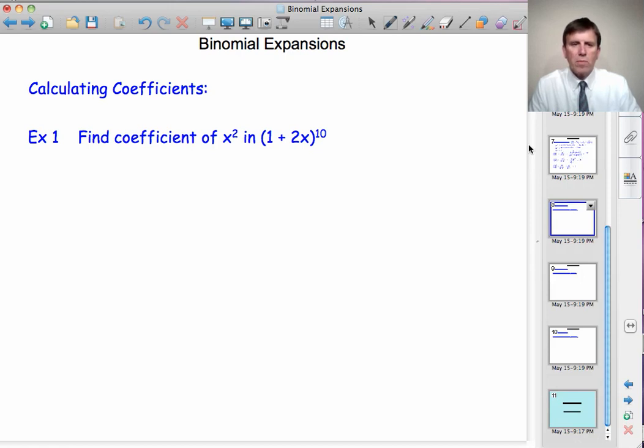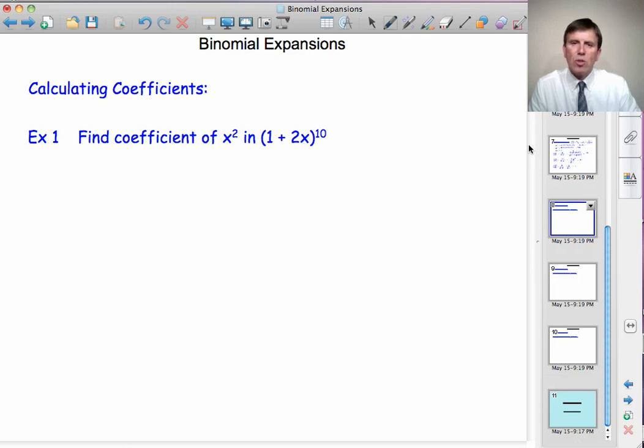Calculating coefficients. Find the coefficient of x squared in (1 + 2x)^10. Now the coefficient simply means how many x squareds there are in that expansion. Imagine those (1 + 2x) brackets written out side by side, 10 of them. When you multiply them all out, each term will have something from each of the 10 brackets. So it'll have some 1s and some 2x's.